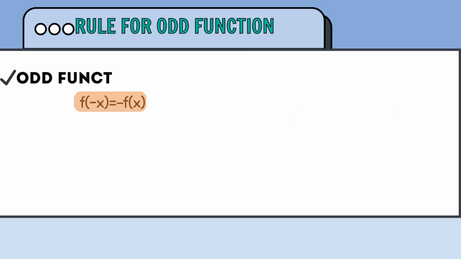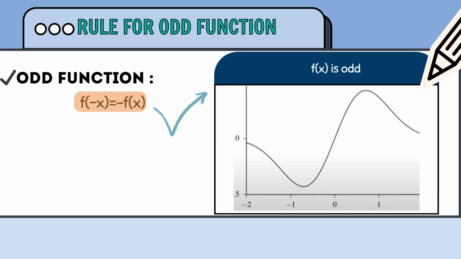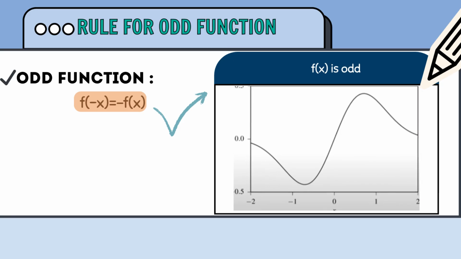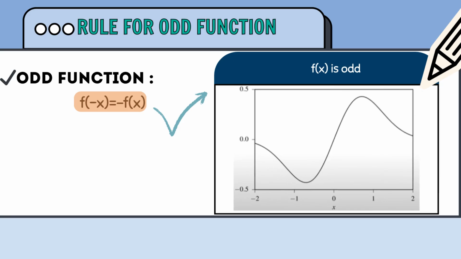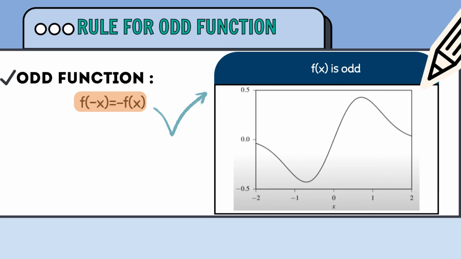Let's move on to odd functions. A function is odd if f of negative x equals negative f of x. An odd function is one for which the value of the function at some x coordinate is the negative of the value at the negative of that x coordinate.